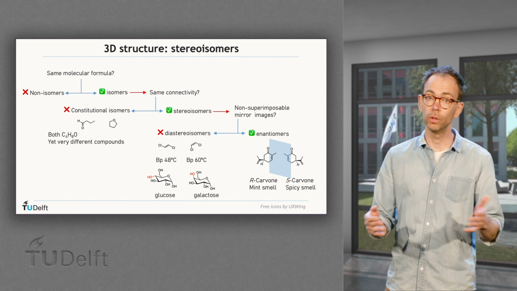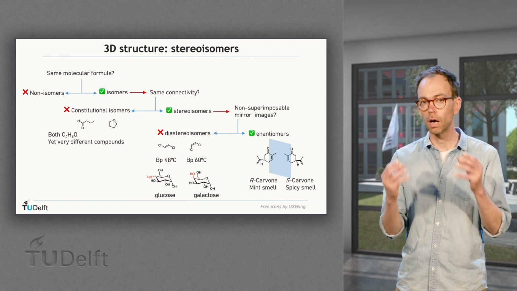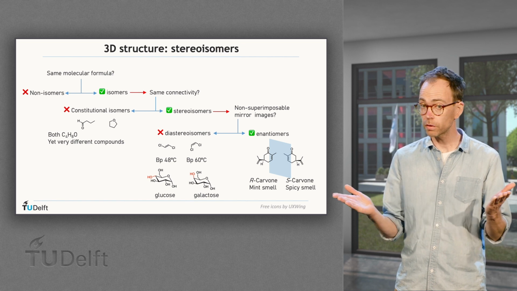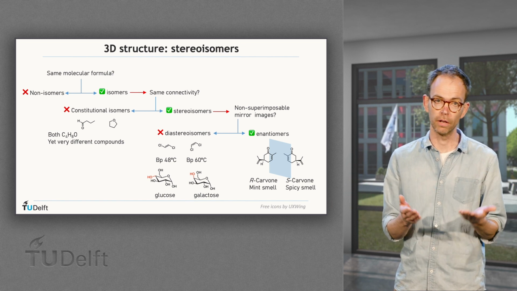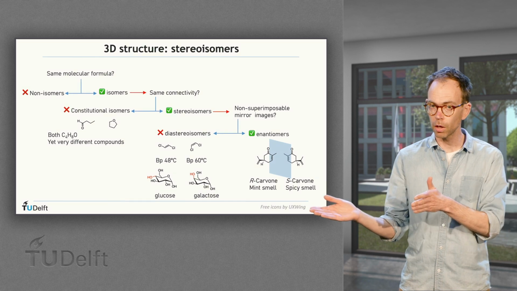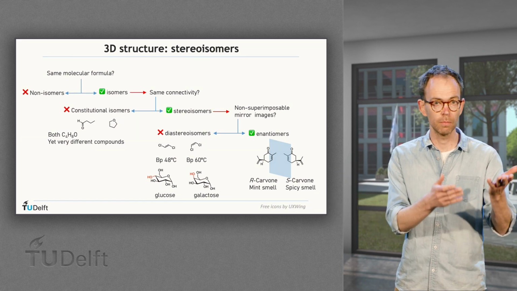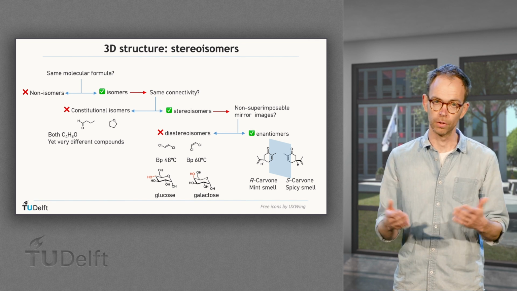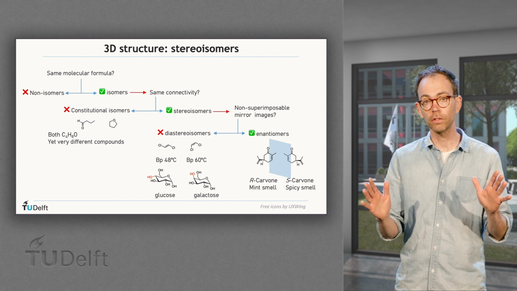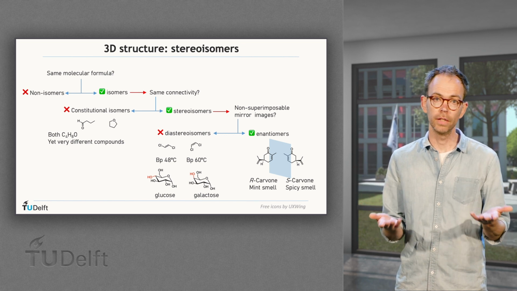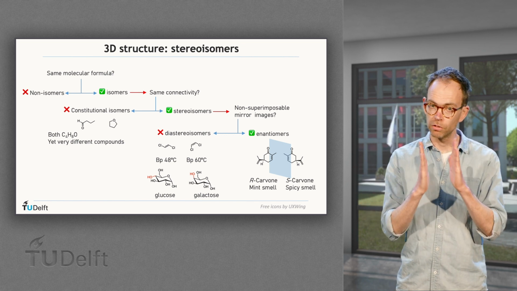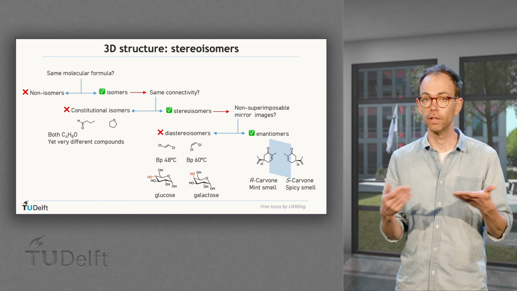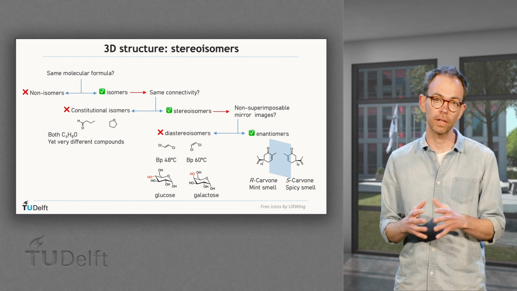The next question is, do they have the same connectivity? Are all the atoms connected to each other in the same way? If not, they're called constitutional isomers. These are simply different molecules that so happen to have the same molecular formula. If they do, we call them stereoisomers. Then the next question is, are these 2 stereoisomers mirror images of each other? If they are, they're called enantiomers. And if they are not, they are called diastereoisomers.